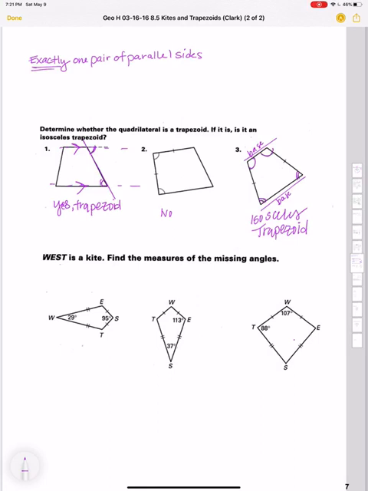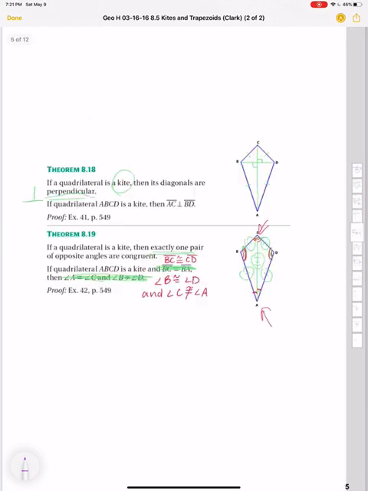Good. Okay, this next thing says that WEST is a kite. Find the measure of the missing angles. So when we talked about kites, we said that the diagonals are perpendicular, and we said that it has exactly one pair of opposite congruent angles. And remember, they were angle B and angle D. Those were the congruent ones.